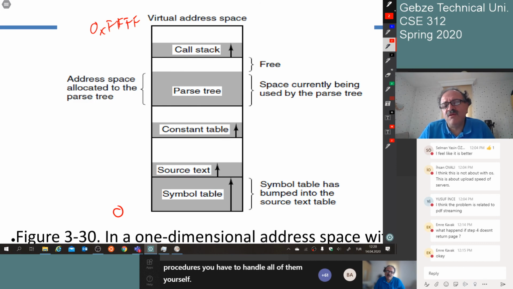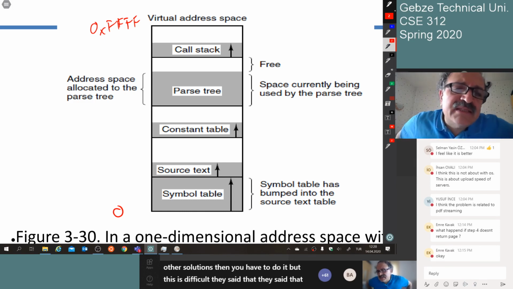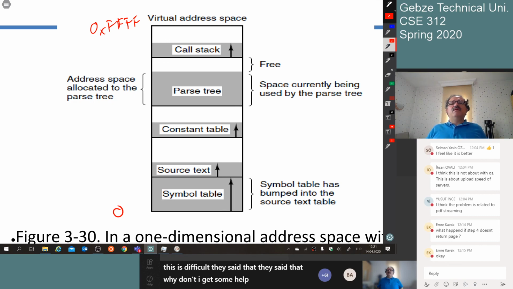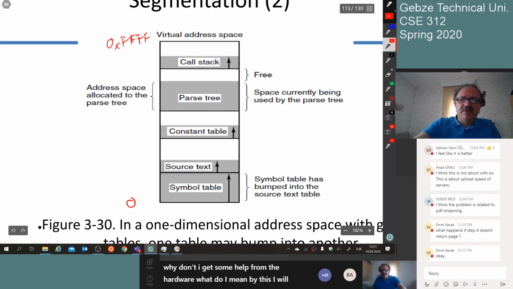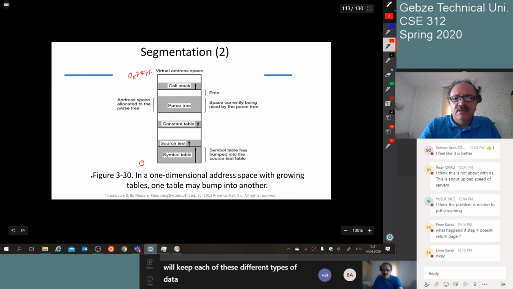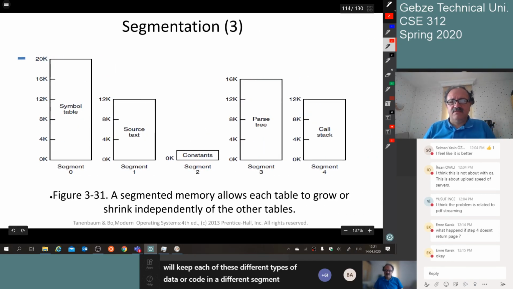Of course, if there are no other solutions, then you will have to do this, but this is difficult. So why don't I get some help from the hardware? What do I mean by this? I will keep each of these different types of data or code in a different segment. So I will do this.